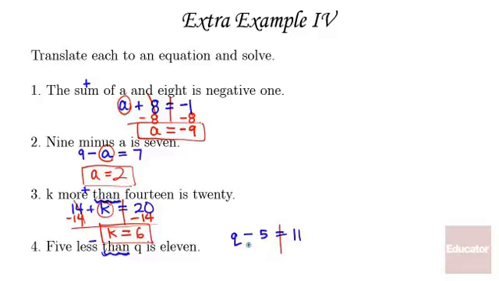Again, just to show you the inverse operation, I'm solving for q, so get rid of everything on that side. You're going to add 5 to get rid of it. And then whatever you do to one side, you have to do to the other side. So then you're going to have q equal to 16.